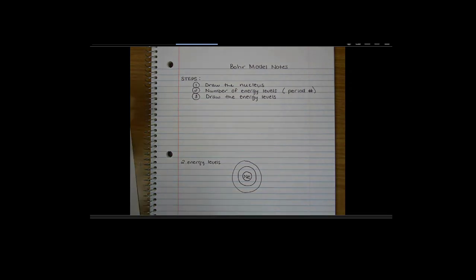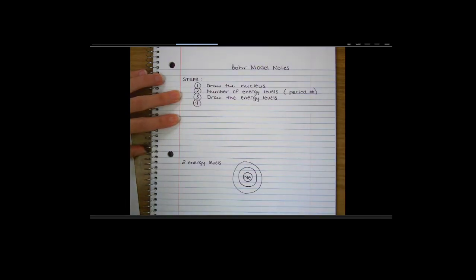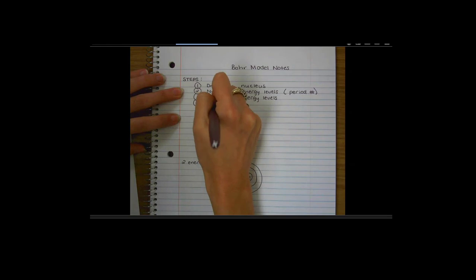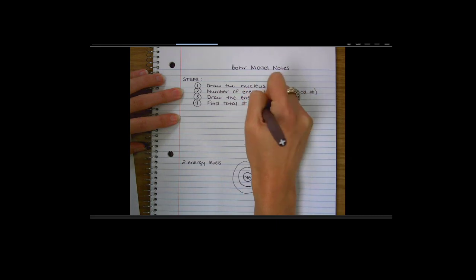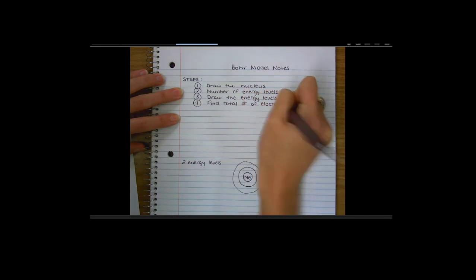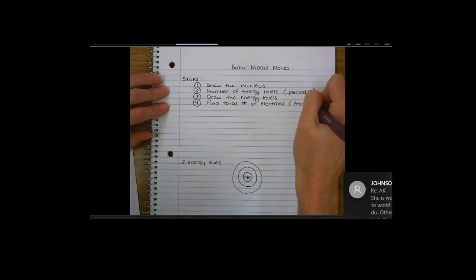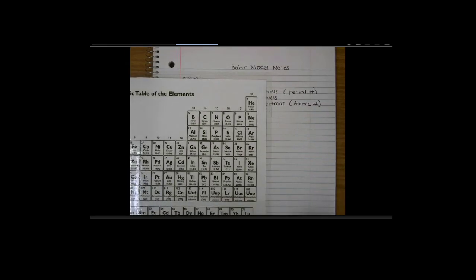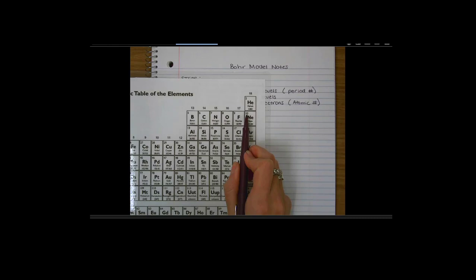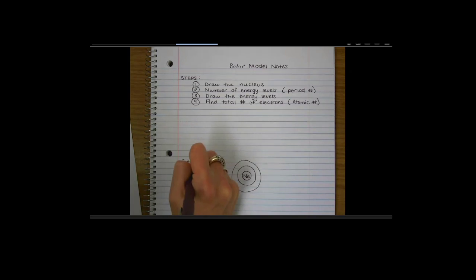Now, our fourth step is to find the total number of electrons. Now remember, to find the electrons, we are going to look at the atomic number. So on the periodic table, if we're looking at neon, neon's atomic number is 10. That means it has 10 total electrons. So I'm going to write that over here. So 10 electrons.